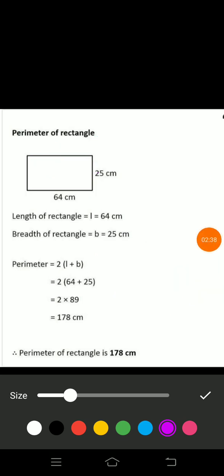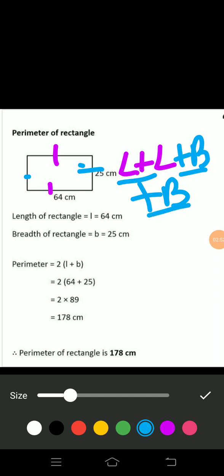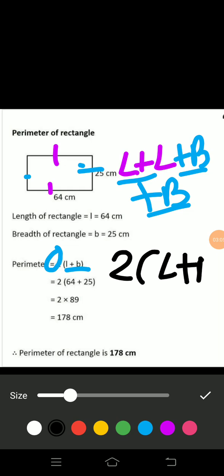Like we have 2L, so we can write L plus L, and we have 2B, which is called breadth, so we can write B plus B. Now here we have 2L and 2B. So we have taken out 2 as common in the formula, and we have L plus B. From here only the formula 2(L plus B) was formed.